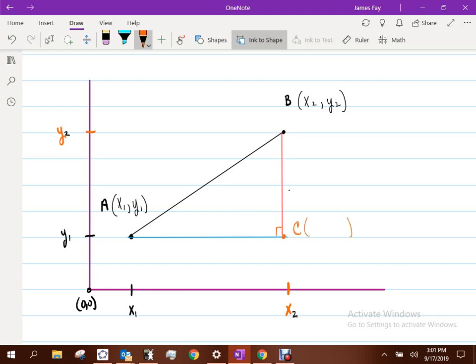What is going to be the x value of C? How do I go from 0 to 0? How far to the right do I need to go to get to C? I just need to go x sub 2, right? How far up do I need to go to get to C? Y sub 1, right? So that's the structure of what we call the derivation, the deriving of this formula, the creation of this formula, the making of this formula, okay? That's the setup. Now, that's a right triangle.